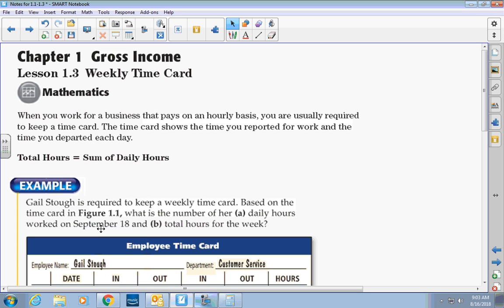When you work for a business that pays on an hourly basis, you are usually required to keep a time card. A time card shows the time you reported for work and the time you departed each day.